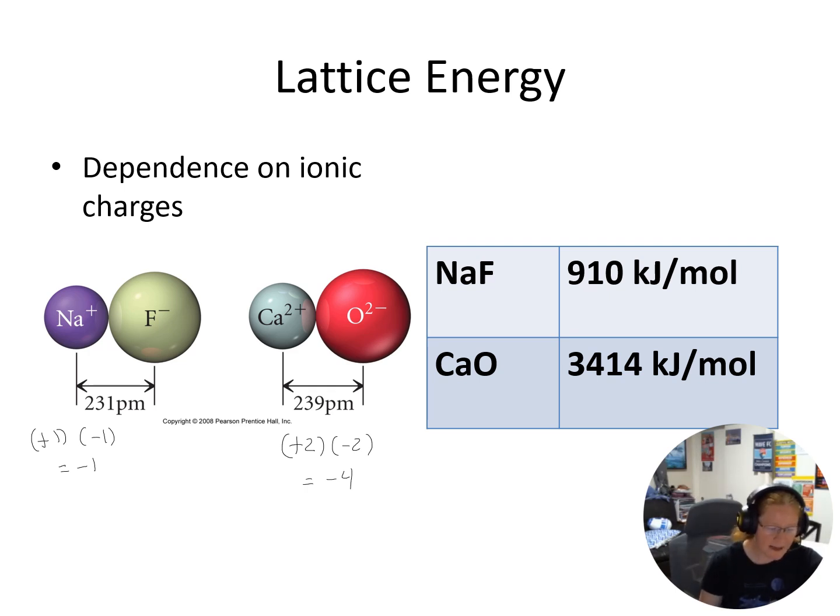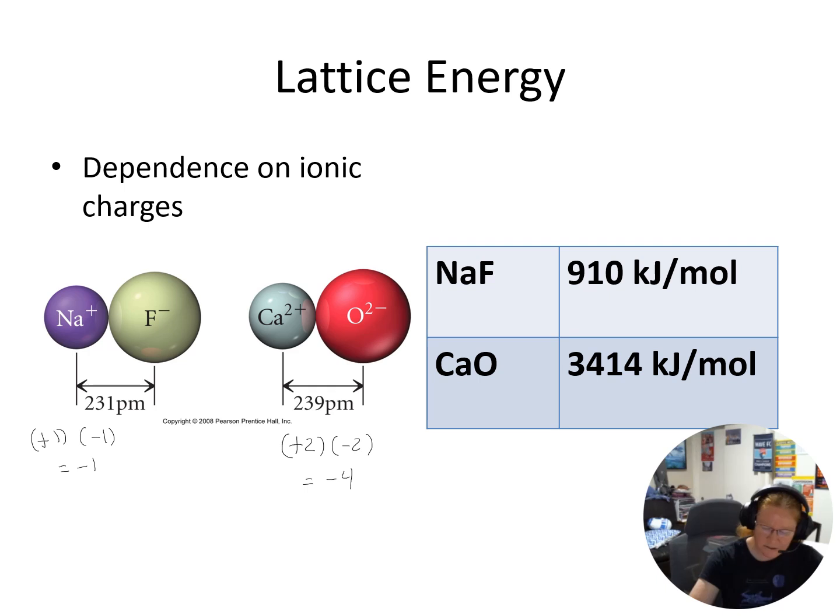And so the lattice energies become less exothermic, less negative, with increasing ionic radius. My lattice energies become more exothermic, i.e. more negative, with increasing magnitude of ionic charges. So the lattice energy increases with a larger charge.